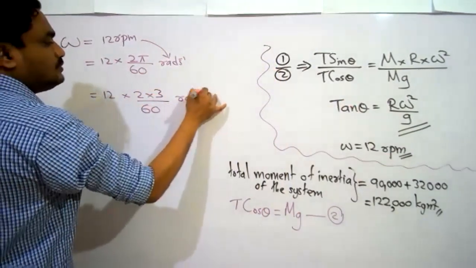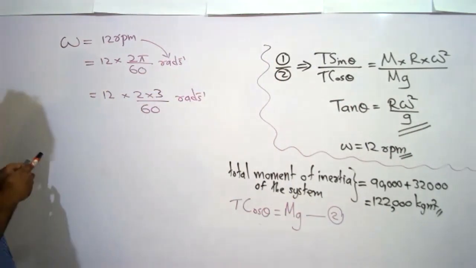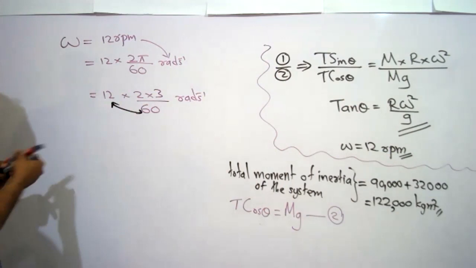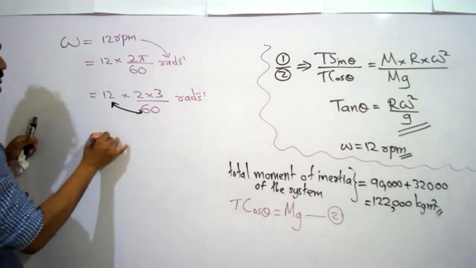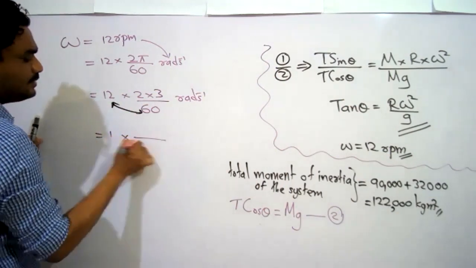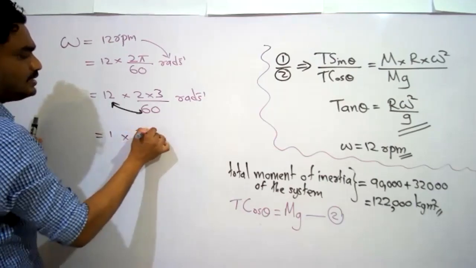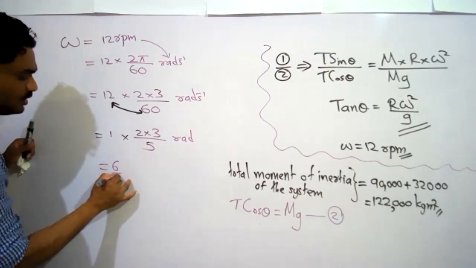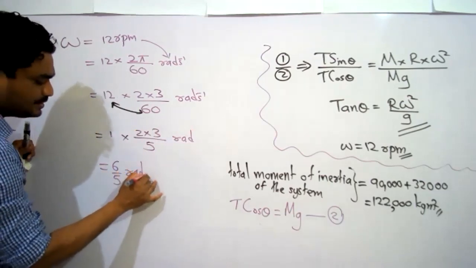What is the easiest method to simplify? See that 12 and 60 can be divided. 12 divided by 12 is 1. 60 divided by 12 is 5. This is 2 times 3, so 2 times 3 is 6. So it is 6 over 5 radian per second.